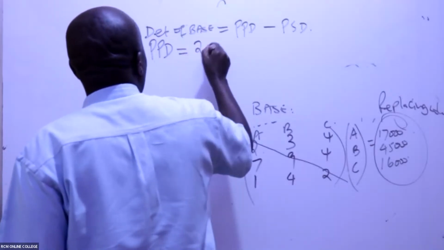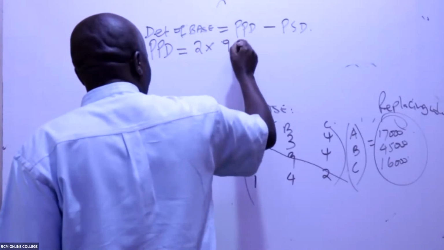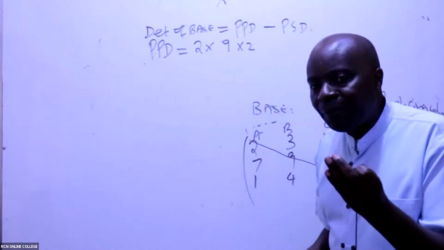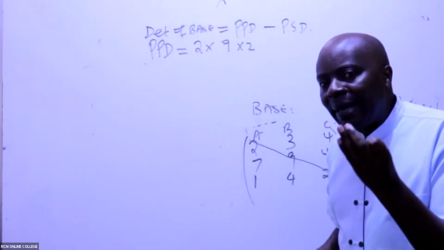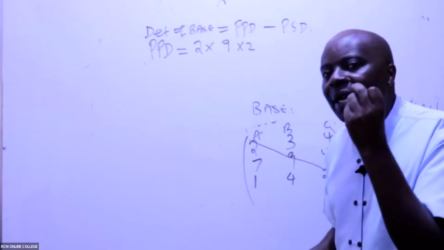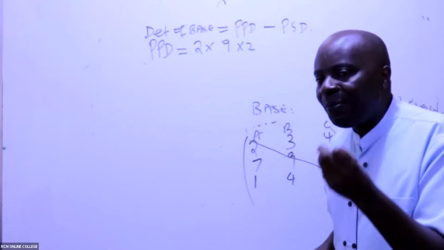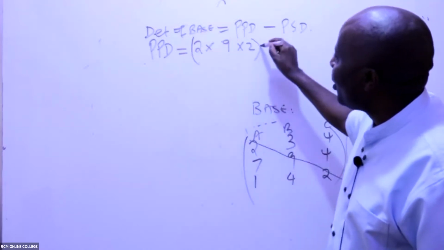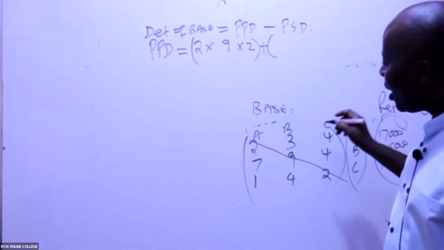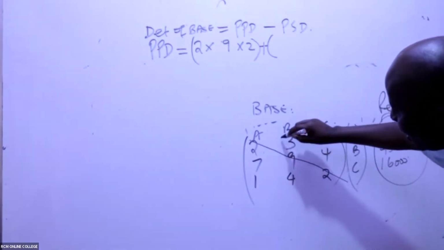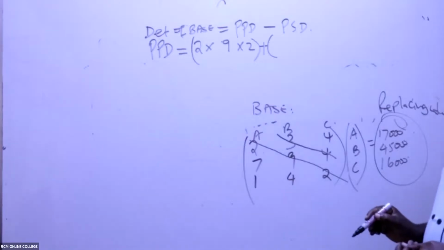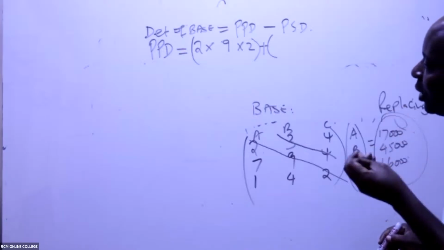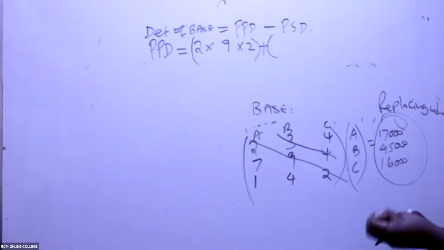So we have here 2 times 9 times 2. But you see, this is a 3 by 3 matrix. If it is a 3 by 3 matrix, it has 3 primary diagonals. So these primary diagonals, you have to come and add all of them. So you come and say plus. You see, there is one that is parallel to this. But this one that is parallel, ladies and gentlemen, has only 2 elements.